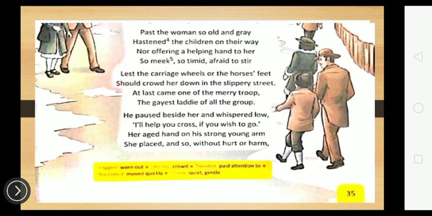Her aged hand on his strong young arm. Here we can see the poetess is trying to show the contrary features of one old woman and, on the other hand, a strong young man. Both are different: old age and being young. So we have to be very careful. They are saying her aged hand on his strong young arm, because he was a school boy, strong and young. She placed it, and so without hurt or harm. Her hold was so soft that it was not harmful or hurting to that young boy.